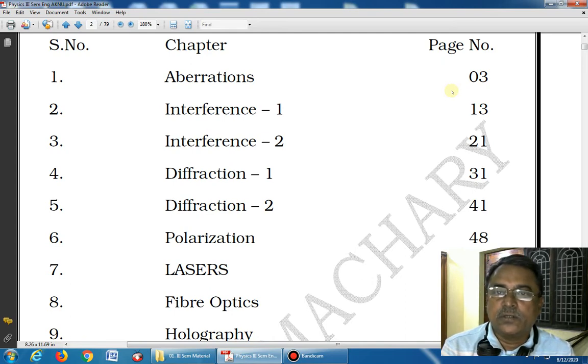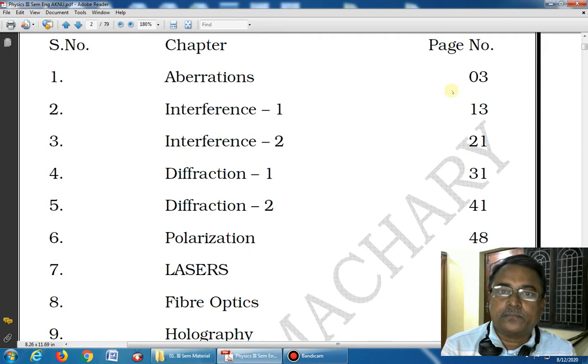Optics means it is a part of physics that gives the explanation or that deals with light and the optical instruments.